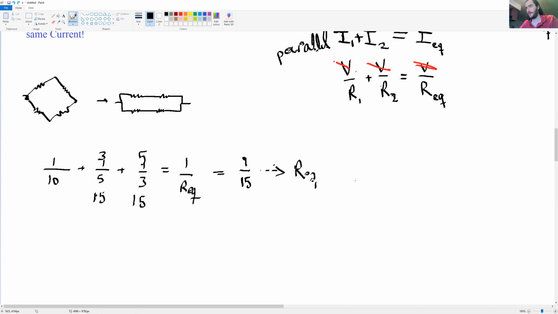Let's try to get this thing to work. There we go. That's better. Oh yeah, I did mess that up, didn't I? So 6, and then this one is 10. Oops, my bad. And a 3. So 9, 19 over 30. My bad. 19 over 30. So REQ is 30 over 19.